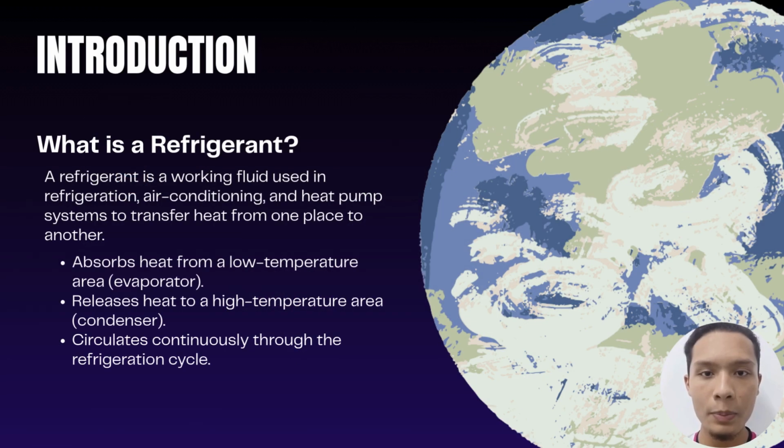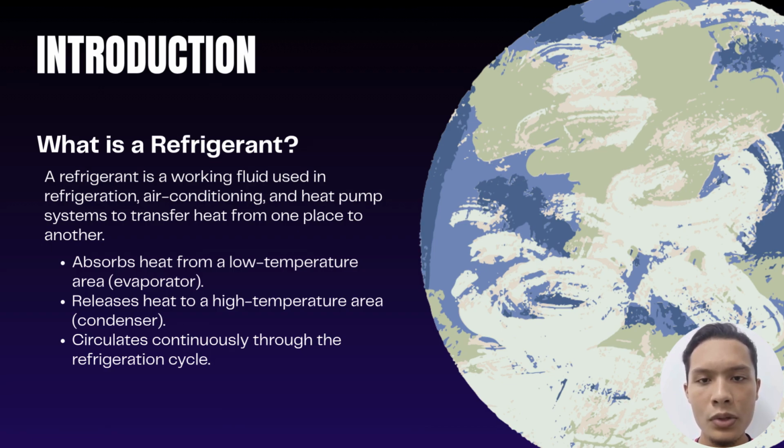Before discussing ozone depletion and refrigerant phase out, let's first understand what a refrigerant is. A refrigerant is a working fluid used in refrigeration, air conditioning, and heat pump systems. Its main function is to transfer heat from one place to another through a continuous refrigeration cycle. In the evaporator, the refrigerant absorbs heat from a low temperature area such as the inside of a refrigerator or an air conditioned room. It then releases this heat to the surroundings through the condenser.